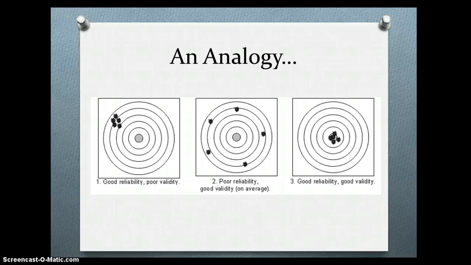So a quick analogy. If you look at the bullseye for number 1, it has good reliability but poor validity. So it's not valid because it's not close to the target of where you're trying to hit, but they're all clustered, so it's reliable. The scores are consistent. Whereas number 2 has poor reliability but good validity on average. And then the last one has good reliability and good validity. So it's on the mark, but it's also reliable because you're consistently getting a similar result.